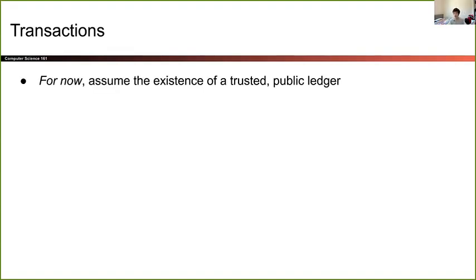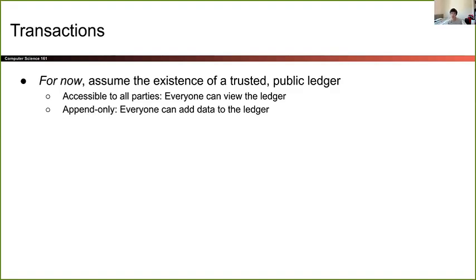Just for now, we're going to assume that there's some trusted public ledger out there. So a ledger is accessible to all parties, so anyone can just go and look up what is currently on this ledger. A ledger is append only, so anyone can add data to the ledger. I can just write some data on the ledger, but I can't change anything in the ledger. And that gets into the next point. It's immutable. I can't go back and say, like, oh, instead of $10, I'm erasing it to say $1, or maybe adding a 0 to say $100. I can only add data to this ledger.